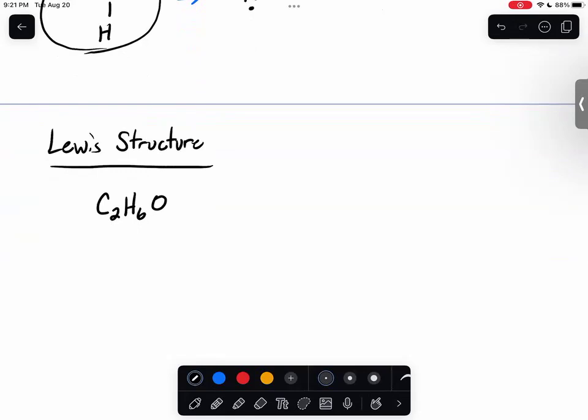But the first thing that we want to do is find out how many total valence electrons are present, because that's going to help us draw and make sure that we're not drawing things that don't exist. So to figure this out, we're going to first take a look at all the different atoms that are here, right? We have carbon, we have hydrogen, and we have oxygen present in this specific structure.